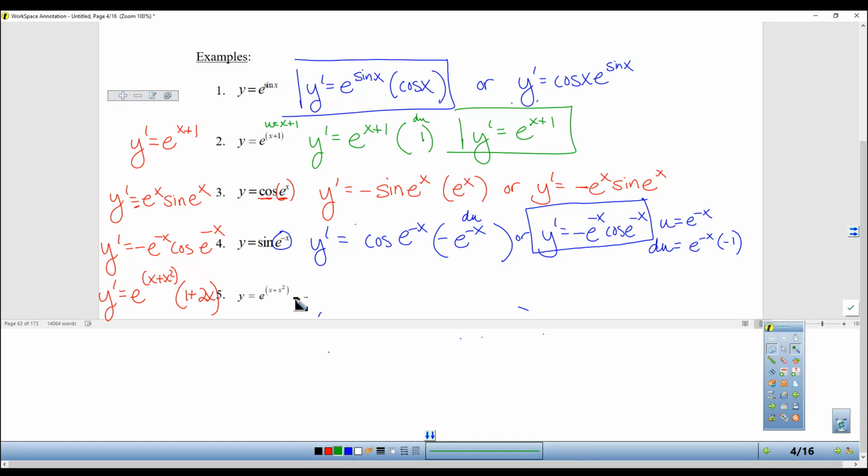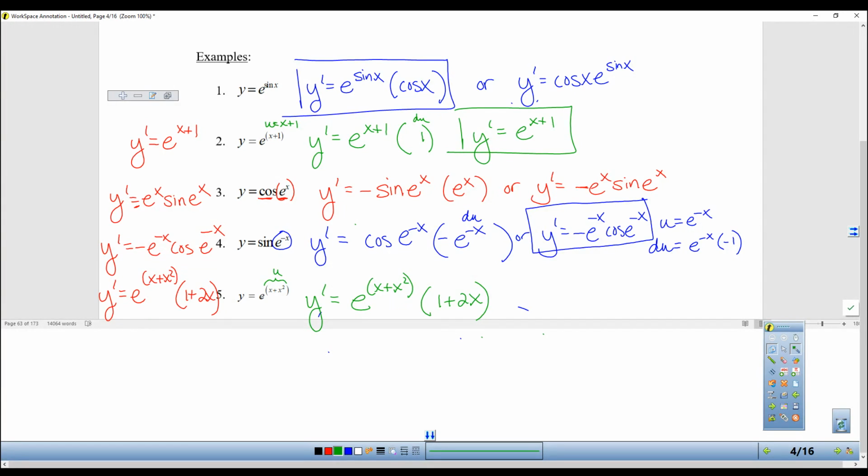Last one. The derivative of e to the anything is e to that exact same thing. It never, ever changes. Times the derivative of u. So this is our u. So the derivative of e to the u is e to the u times 1 plus 2x.